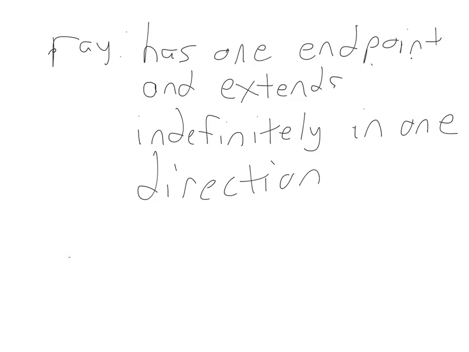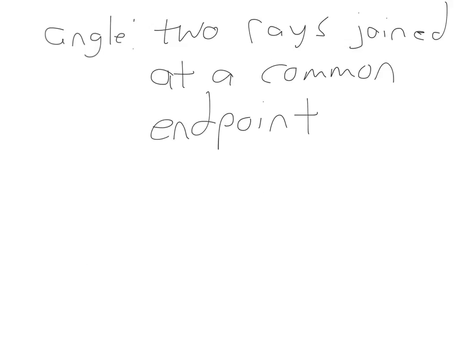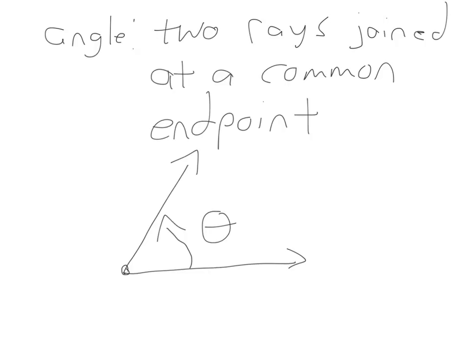If you want to know what that looks like, it looks like this, sort of. An angle is just two rays joined at a common endpoint. So if you had this ray and this ray, what you have in between there is an angle. And oftentimes for an angle, we'd like to use the Greek letter theta.